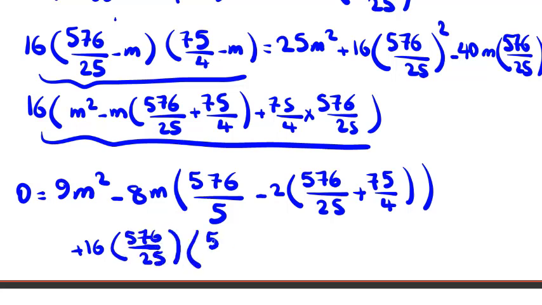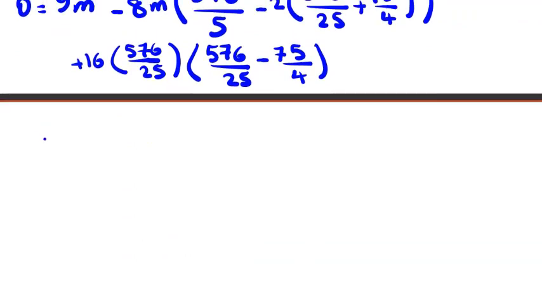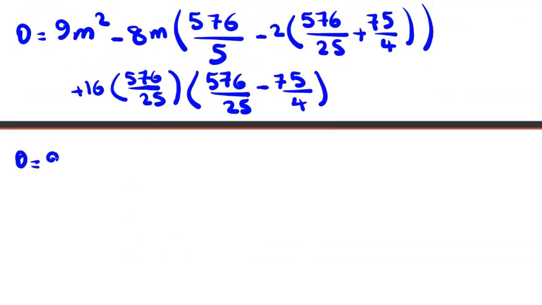We factor from this, and it will be 576 over 25. And this part minus 75 over 4, and we know this thing equals 0. Okay, now we want to simplify. We know that we can say 0 equals 9m squared minus 8m here. It's this minus 2 times this.